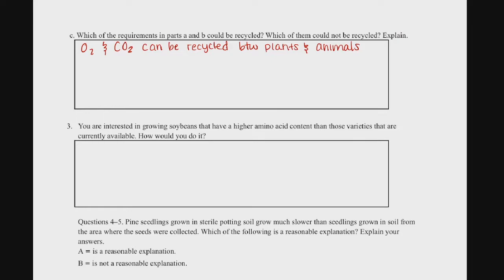Many of the minerals in the plants could be recycled by composting. Composting is a really great way to get some of those nutrients back. So you can compost inedible parts of the plant, and also animal feces.